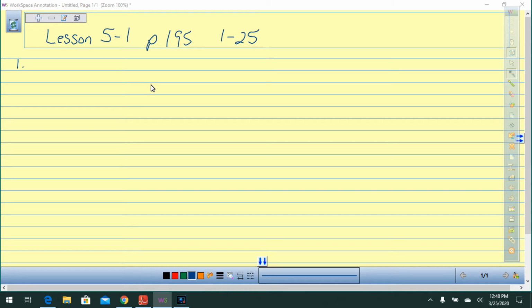Lesson 5-1, page 195, 1 through 25. Number 1, random variable. The accompanying table lists probabilities for the corresponding number of girls in 4 births. What is the random variable? What are its possible values, and are the values numerical? So what is the random variable? X is the random variable, and it stands for number of girls.